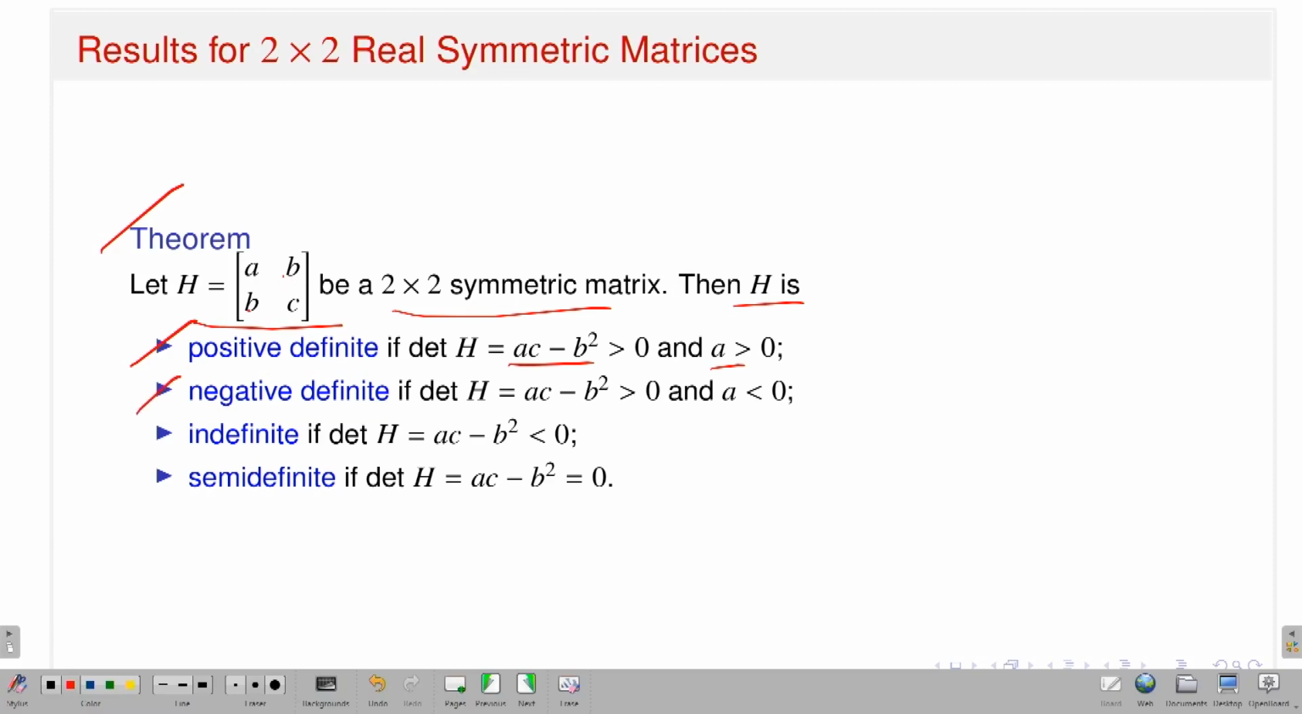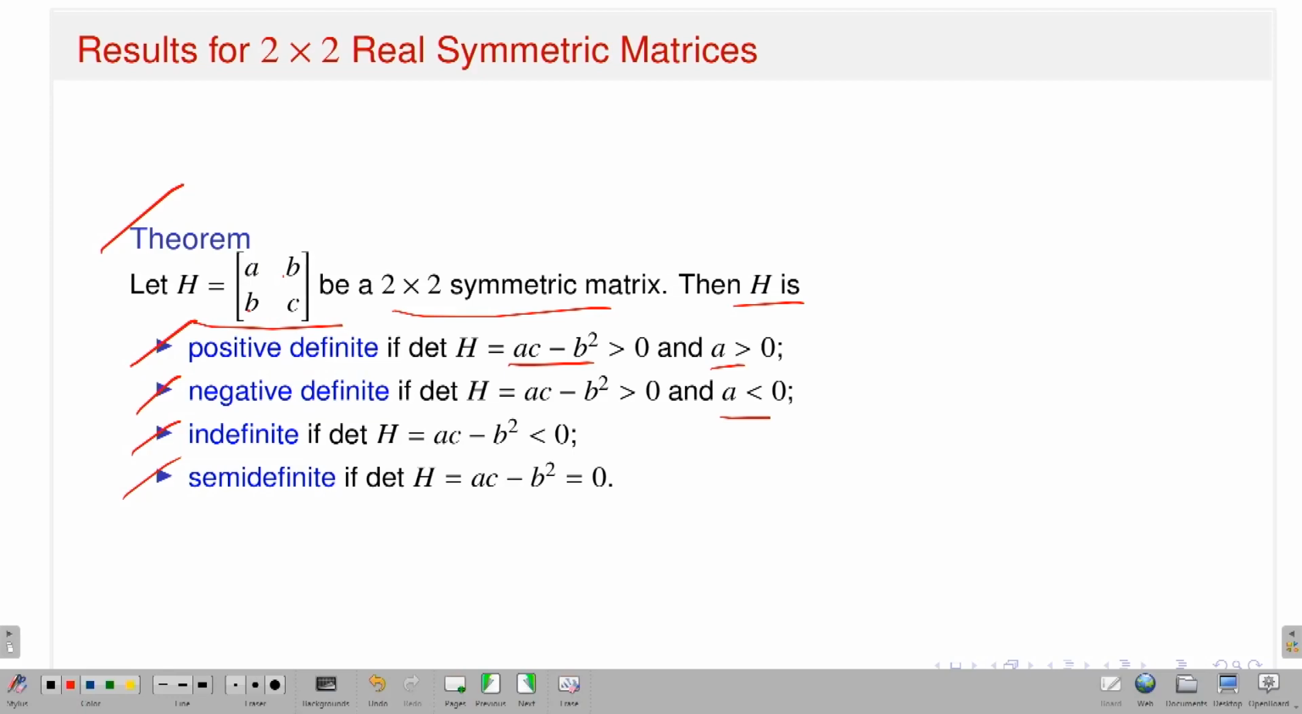Negative definite means what? If the determinant AC minus B square is positive, however, the 1, 1 element A should be strictly less than 0. That's called negative definite. Indefinite means if the determinant is negative, that means AC minus B square is less than 0, and semi-definite means if the determinant is 0. Therefore, if I have a 2 by 2 symmetric matrix, then I can talk about positive definite, negative definite, indefinite, semi-definite in terms of the determinant of the matrix along with the sign of the 1, 1 element A.